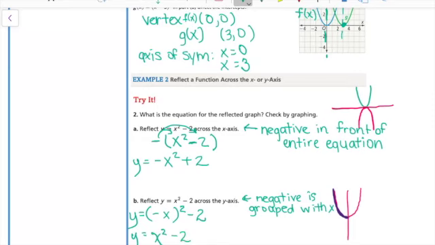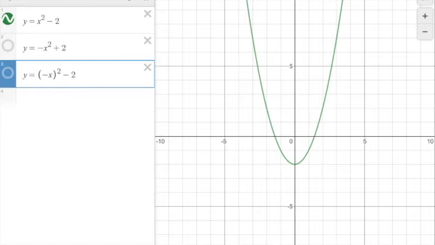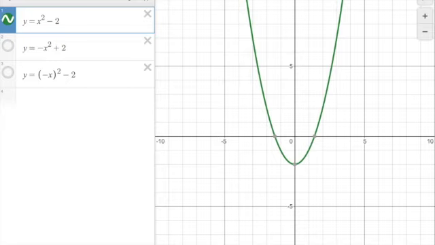Okay, so let's look at what those look like on Desmos, and we are finished with this example. So on Desmos, I actually already have all 3 of these graphs. Let me turn everything off. Okay, so here was the original. Then it asked for reflection across the x-axis. So imagine reflecting it across the horizontal line there.